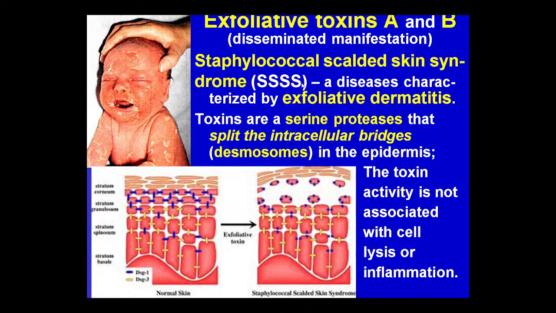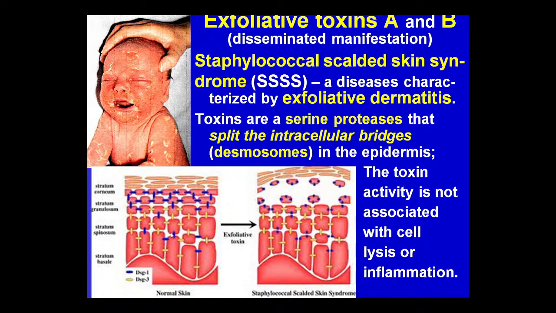The first one is the so-called exfoliative toxin, A and B. It may cause local and disseminated manifestations. This is a disseminated manifestation, and the health condition is called staphylococcal scalded skin syndrome. So this is a disease characterized by exfoliative dermatitis.